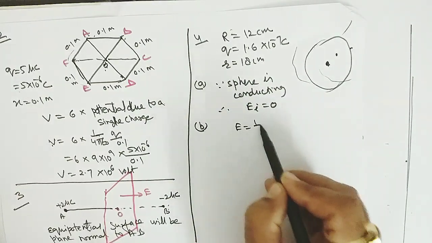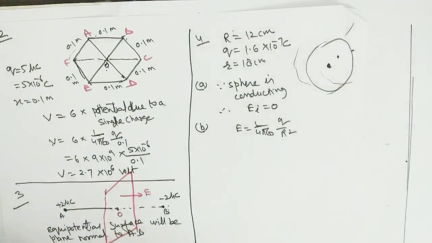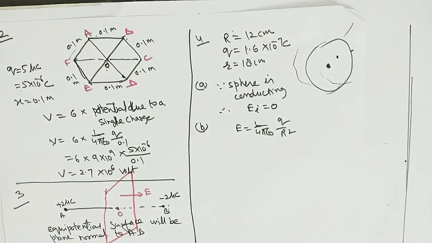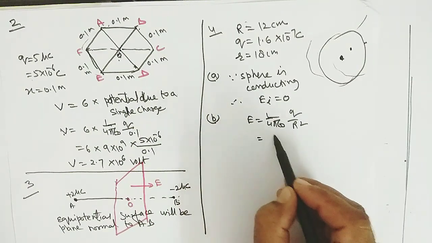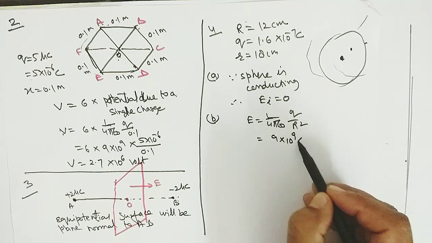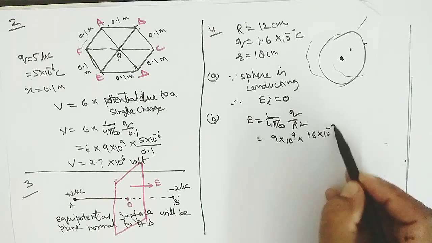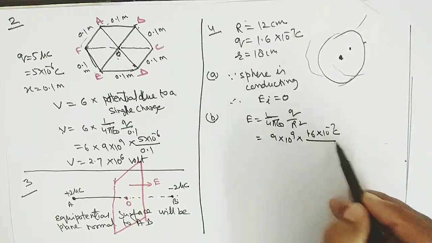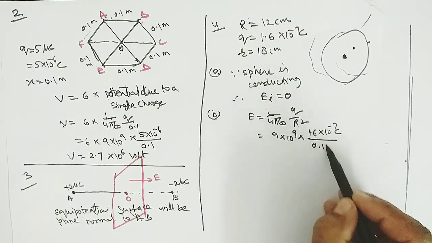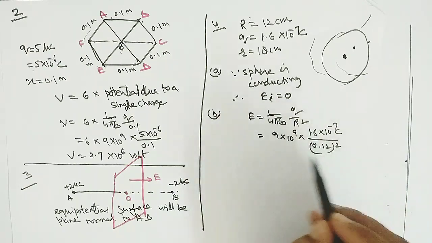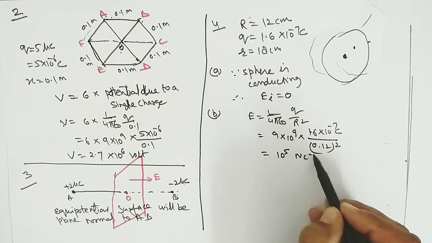So E is equal to 1 upon 4 pi epsilon naught Q upon R square. Now put the values of the Q and R. You will find the answer. So 9 into 10 to power 9, and the Q is given here 1.6 into 10 to power minus 7 coulomb, and distance, it is the 12 centimeter, that is, you can write 0.12 meter square. If you solve, you will find its answer is 10 to power 5 Newton per coulomb.